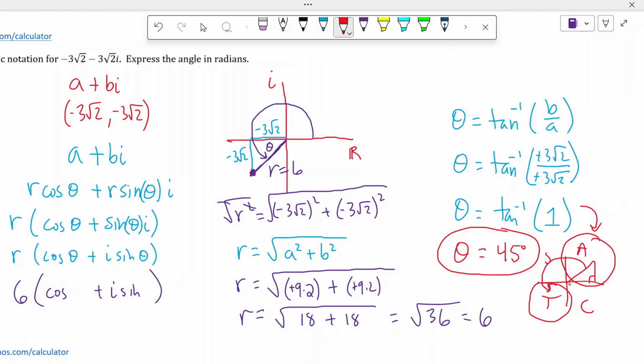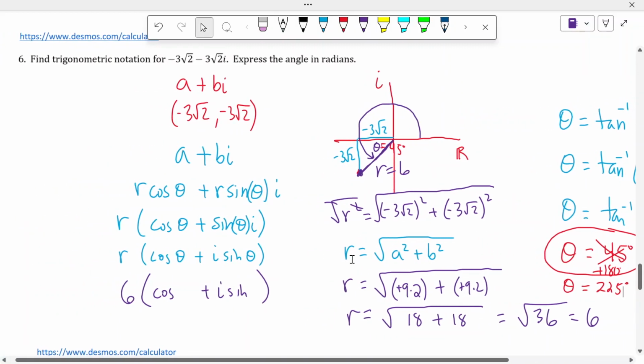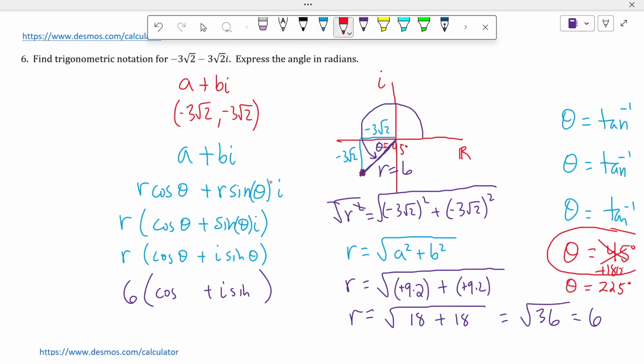So it's actually a 45-degree triangle. This is a 45-degree angle, but it's in quadrant 3. So we got to bump it over by adding the 180 degrees. So it's actually not 45. We got to bump it by 180, which would make our real angle, what, 225. So that's what's going to go over here in our formula. 225.